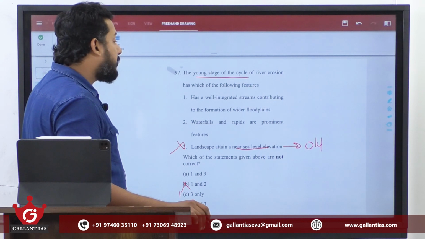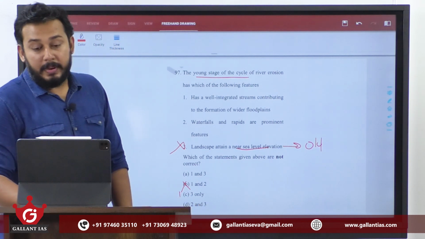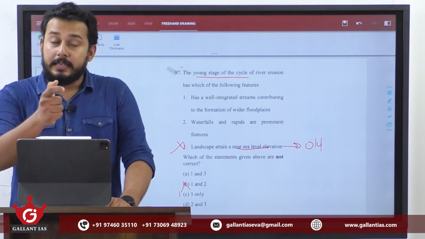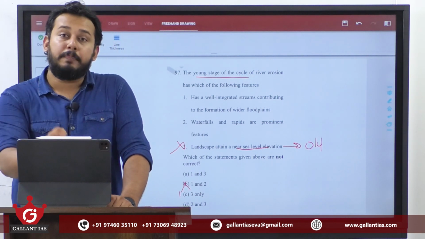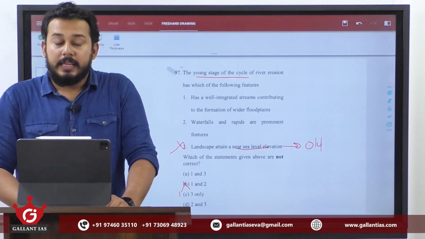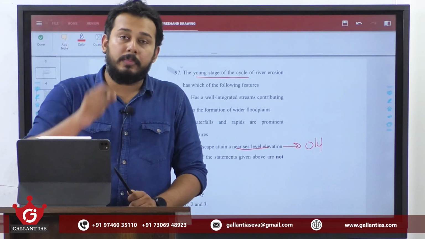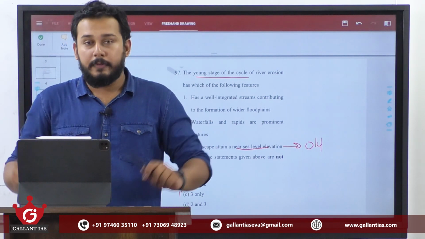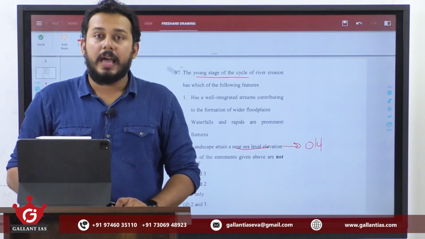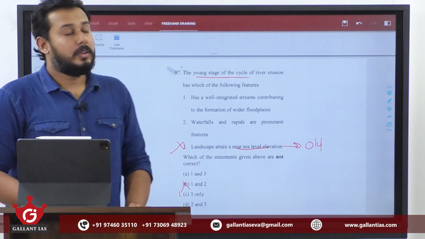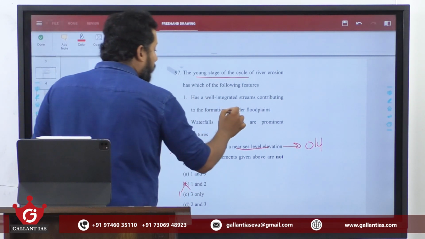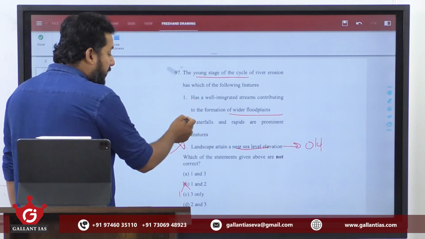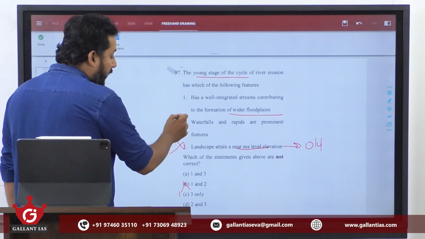Has a well-integrated stream contributing to the formation of floodplains or wider floodplains? No, floodplain is basically a depositional feature of river. In the young stage, erosion will be prominent. The deposition will be very negligible. So if we don't have a wider floodplain, we will be having a narrow or shallow floodplain. That makes the first statement also wrong. Not wider floodplain, narrow or shallow floodplain. So the second statement is only the right statement.